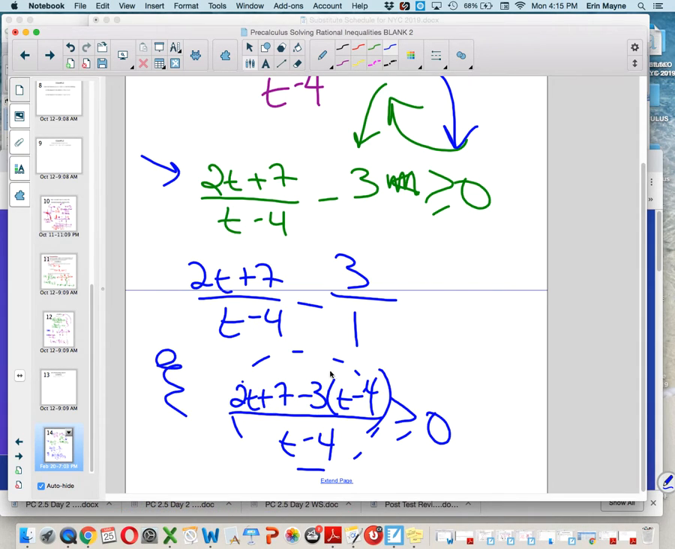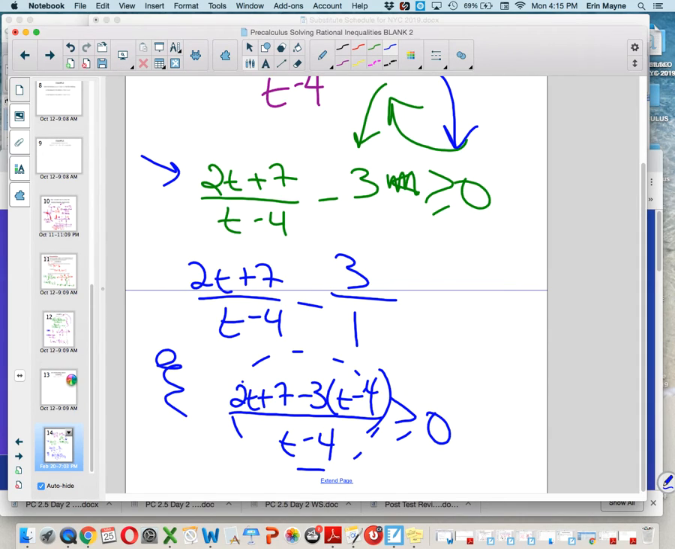We got 2t plus 7 minus this proportionalized numerator here, 3 times t minus 4, over t minus 4. And now once I simplify, I can follow the exact same steps that I followed before. Last quick comment, I'd like you to flip back if you would. That'll help you with number 5 on the homework, by the way.